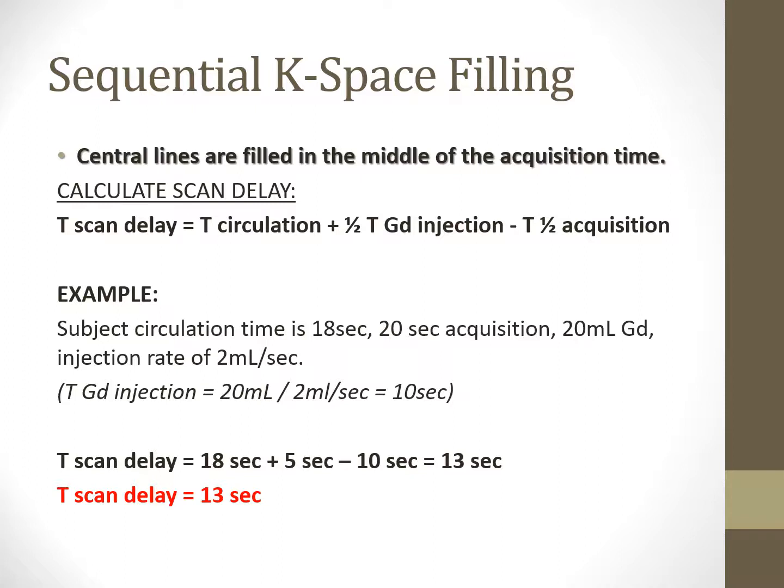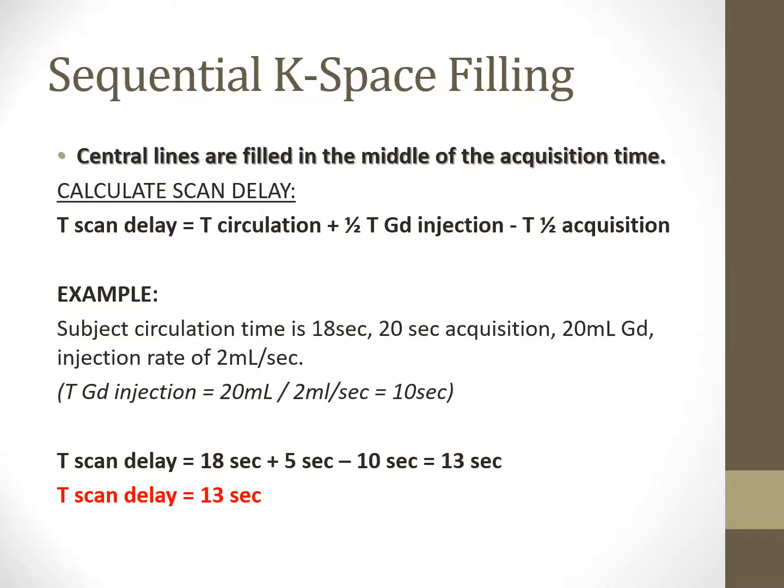Basically, this is going to fill the central lines, and then those lines are going to be filled in the middle of the acquisition time. So we end up with a basic formula of time of scan delay equals time of circulation plus half the time of the gadolinium injection minus half the time of the acquisition. And we can actually calculate this out mathematically.